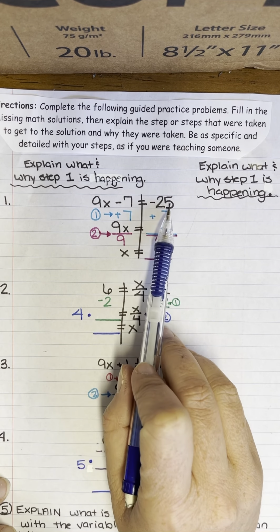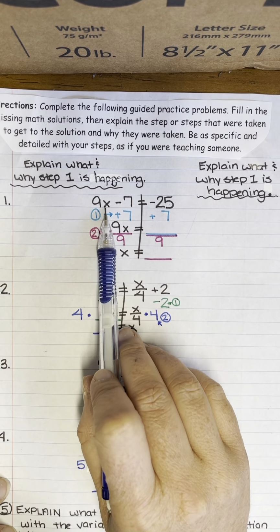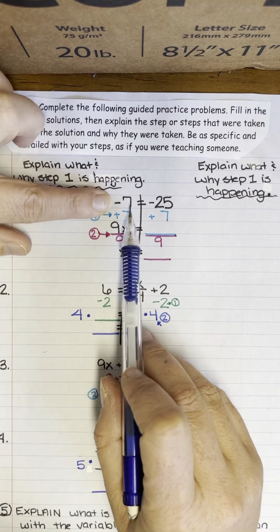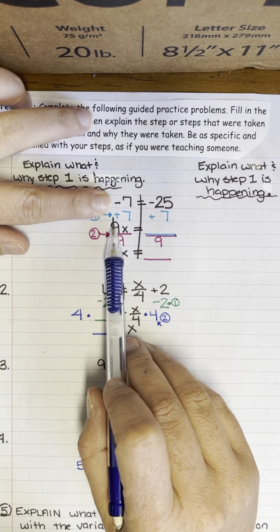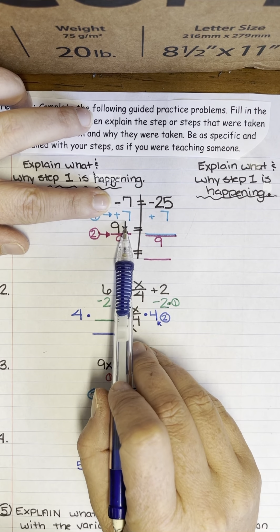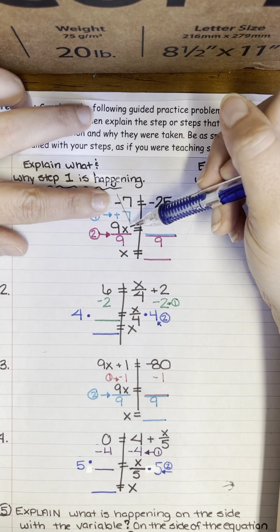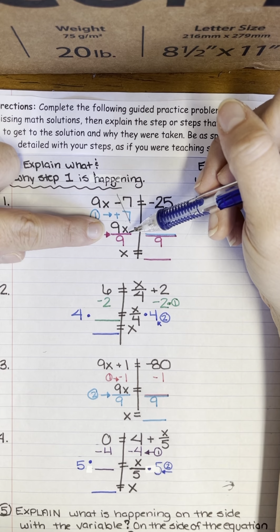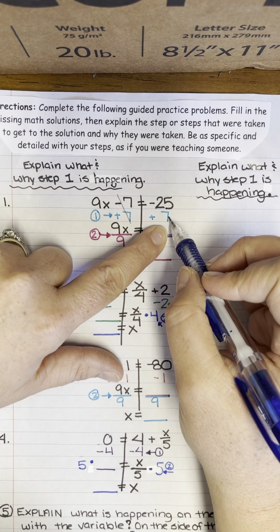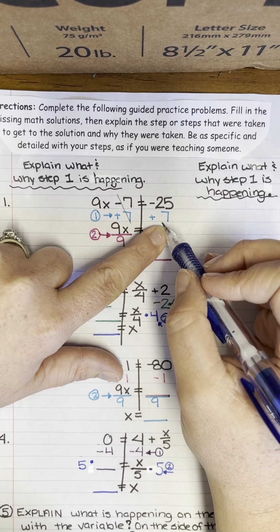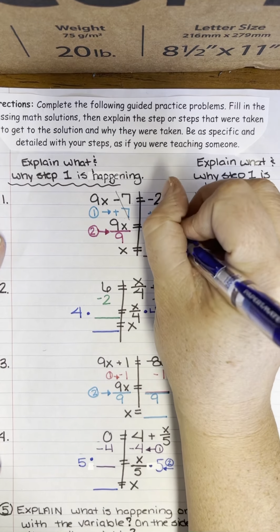Our very first step is always to undo what is not with our variable. And so what's not with our variable, we kind of cover that up and we say minus 7. Well, to undo minus 7, I'm going to do the inverse of add 7. By doing that, these two are now canceled because it leaves us with 0. We bring down our 9x, which we have not used. Okay, and on this side, we're also going to add 7 too because we want to keep our equation balanced. So negative 25 plus 7 is going to give us a negative 18.